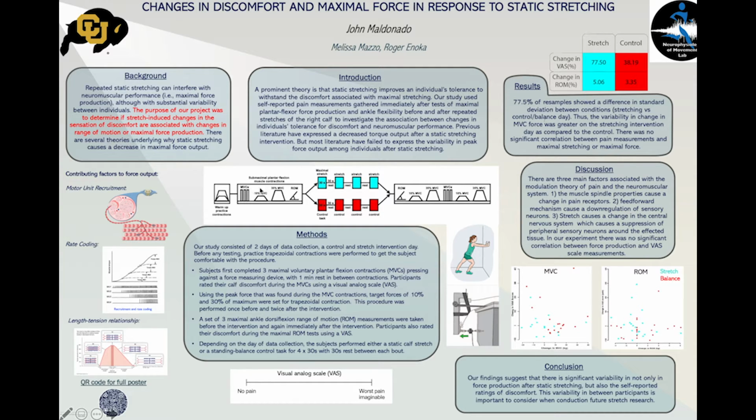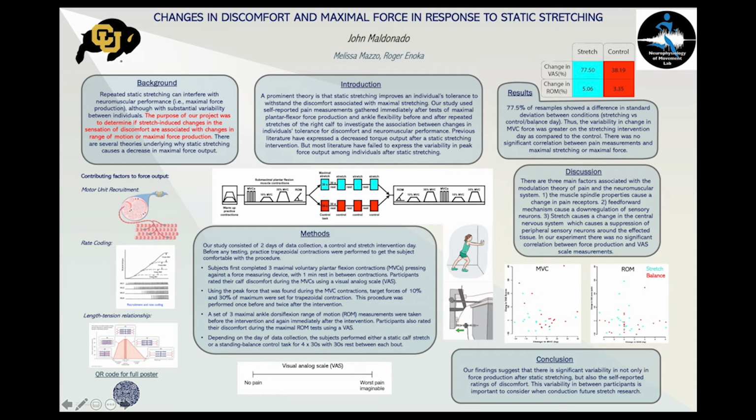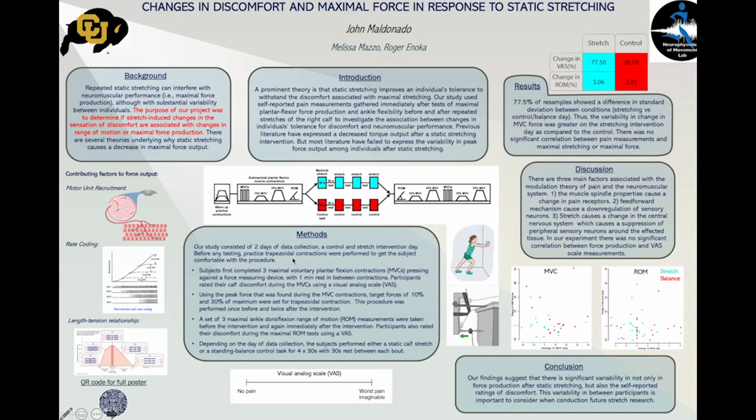Our study consisted of 2 days of data collection. One was our control day, which is shown here in red, and one was our stretch intervention day, which is shown here in blue. Our experimental setup can be seen here, where we had participants lie down in a prone position, and they were strapped in with their right leg onto this dynamometer. We had participants do around 3 to 5 MVCs. Out of those, we took the peak force and then took percentages where they would do trapezoidal or ramp contractions at different percentages. One is here at 10% and 30%.